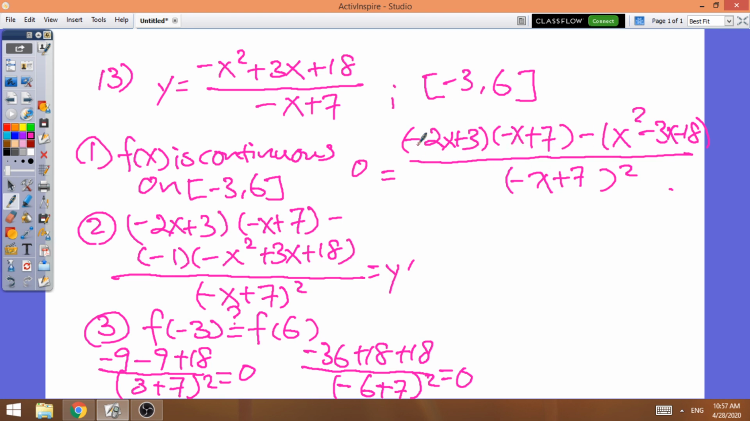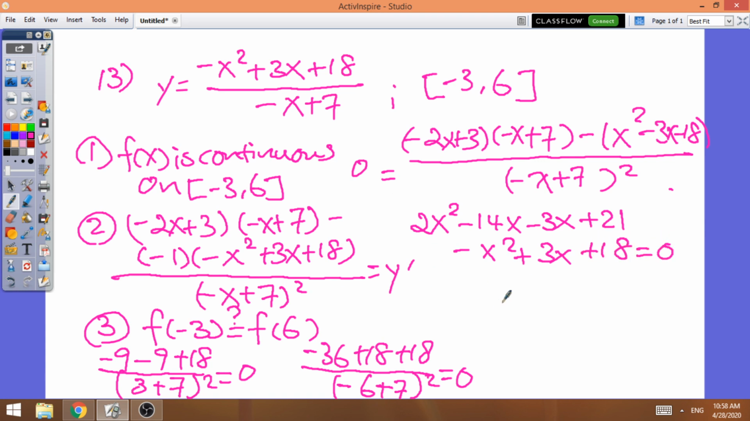So try to FOIL it. Negative 2x times negative x is 2x squared. Negative 2x times 7 is negative 14x. Minus 3x, then 3 times 7 is plus 21. And then minus x squared plus 3x plus 18, since negative 1 times negative 18 is positive 18. Set that equal to zero. Combine like terms: x squared, then negative 17x plus 3x gives negative 14x, and 21 plus 18 is 39.